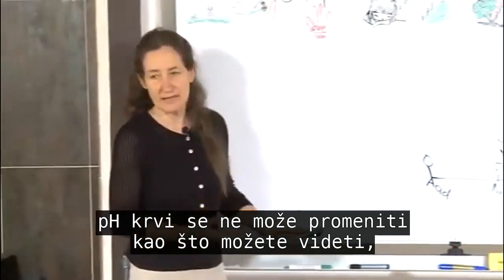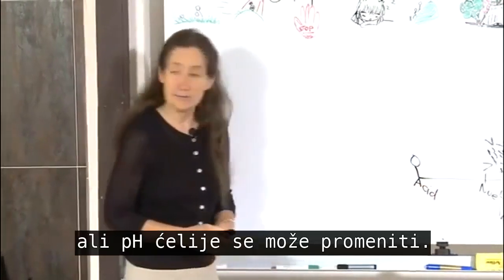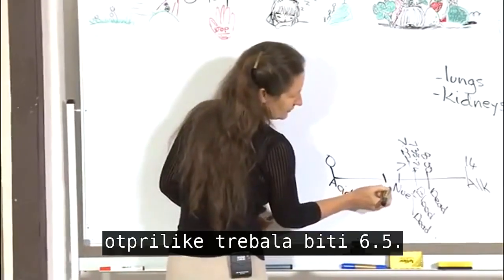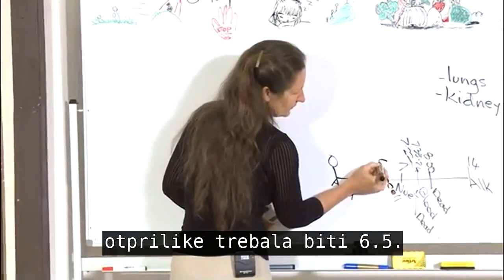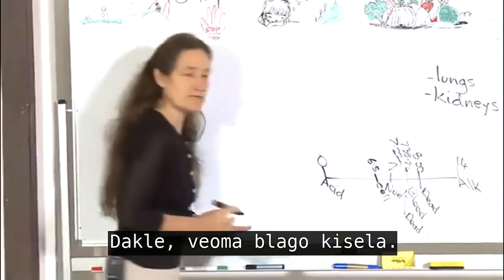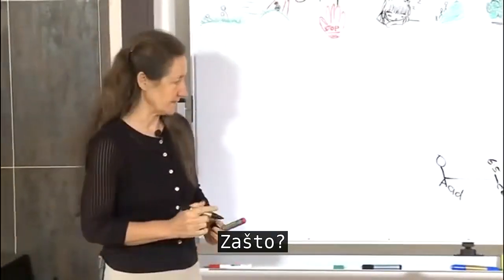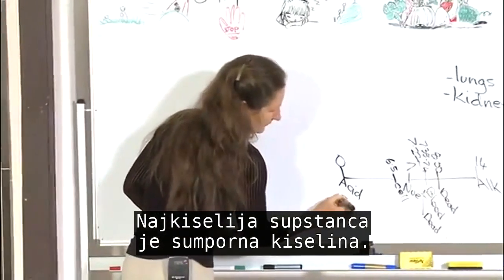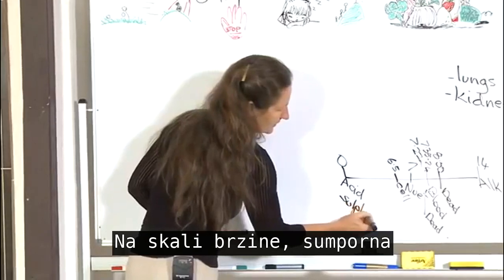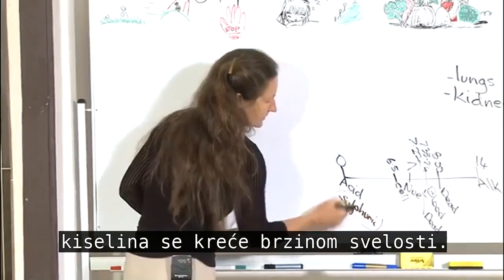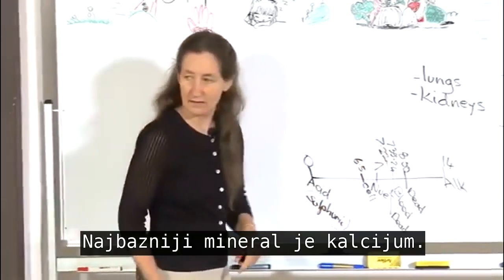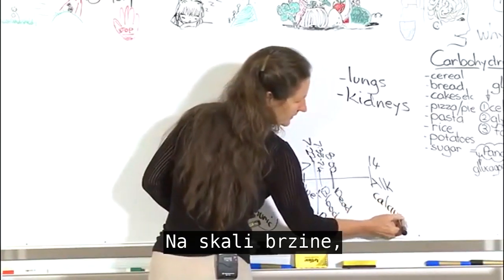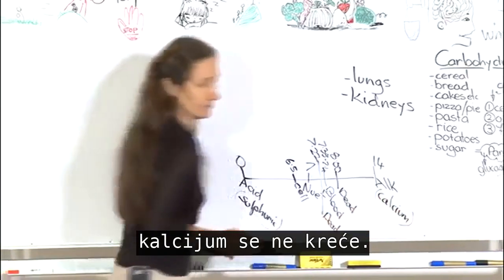The pH of the blood cannot change, as you can see, but the pH of the cell can change. The pH of the cell should be approximately 6.5. That's very slightly acid. Why is that? The most acidic substance you can get is sulfuric acid. On the scale of speed, sulfuric acid travels at the speed of light. The most alkaline mineral that you can get is calcium. And on the scale of speed, calcium does not even move.